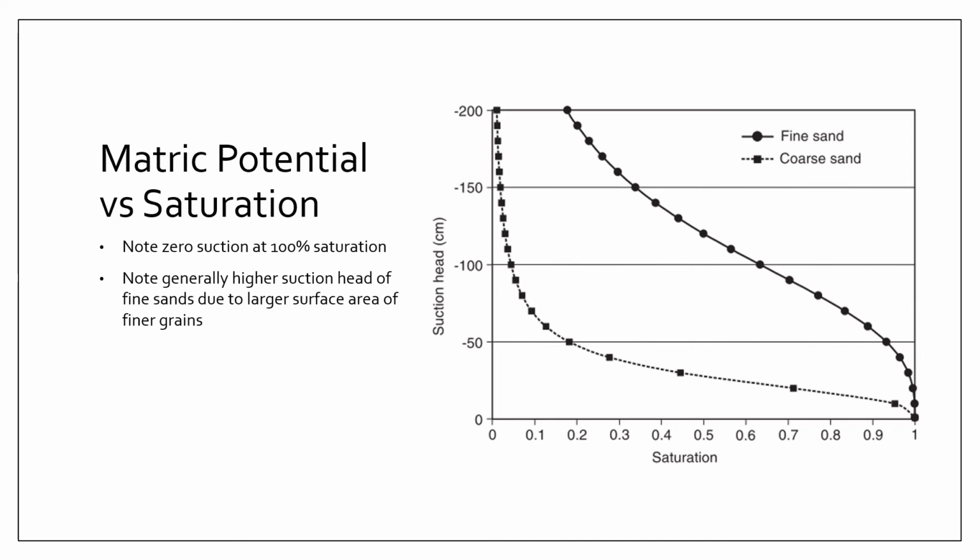Now, this is just an illustration of how your matrix potential, or your suction head, as shown in the y-axis, varies with your saturation. You have saturation in the x-axis, so one is 100% saturation. Note here you have two different types of soils, fine sand and coarse sand. And at 100% saturation, you get zero suction head.